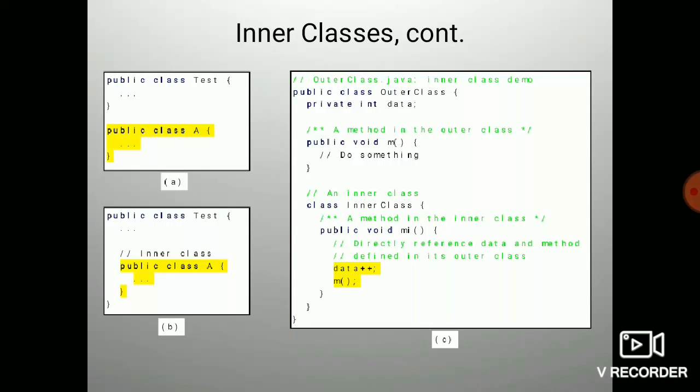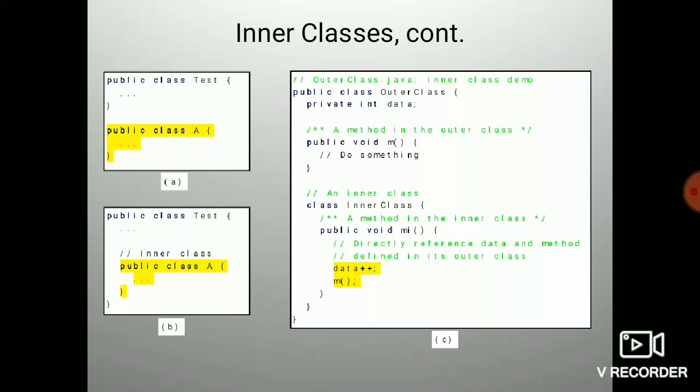The outer class is named Outer, with one variable, data, which is of type integer and private. Second, the outer class has a method m. Do something can be the code that you want to execute when the m method is called. Next, the inner class is defined in the outer class. The inner class has one method, mi, and in that method we are using the variable data of the outer class, incrementing it by 1, and calling the m method.